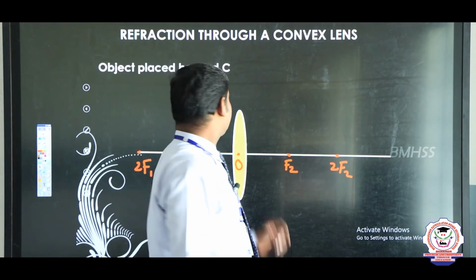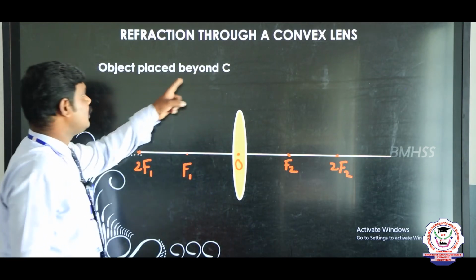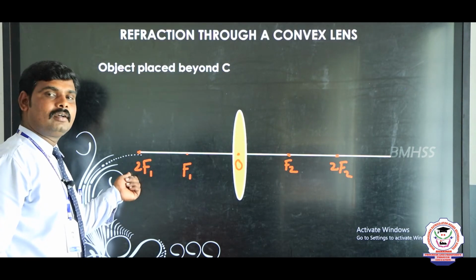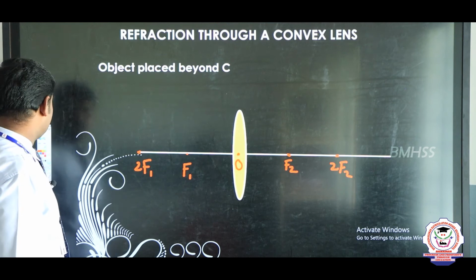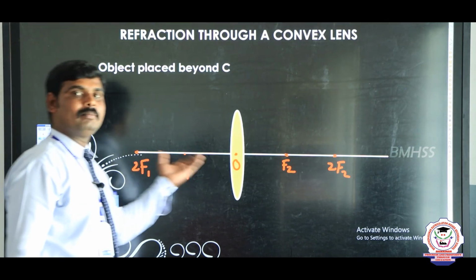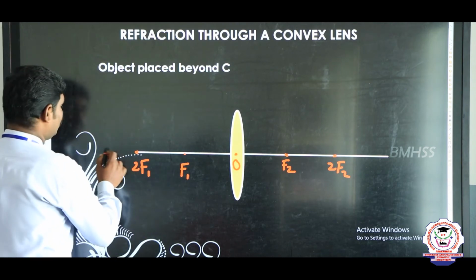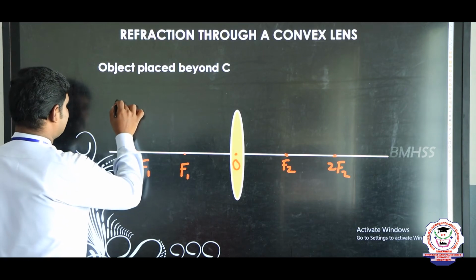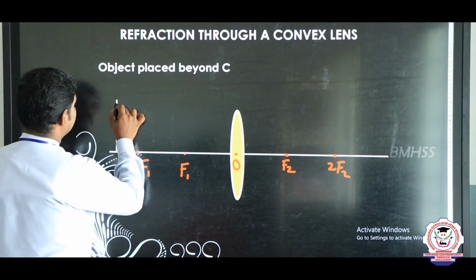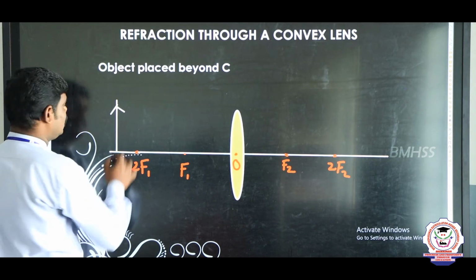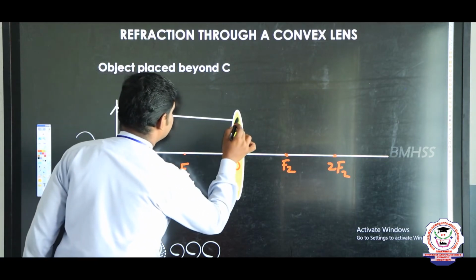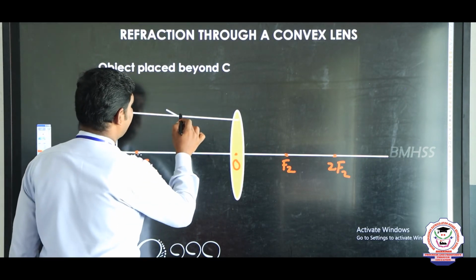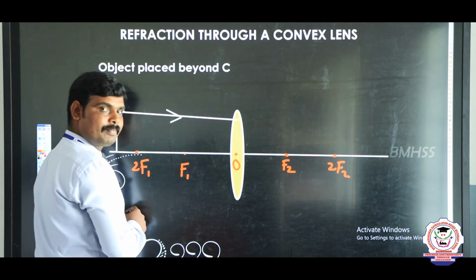And the second case, when the object is placed beyond C. Beyond C is nothing but beyond 2F1. So the image will be formed in a different position. Now I place this object beyond C, so beyond C means I place the object here. So this is the object. From this object, two lines are coming. The first line is parallel to the principal axis.